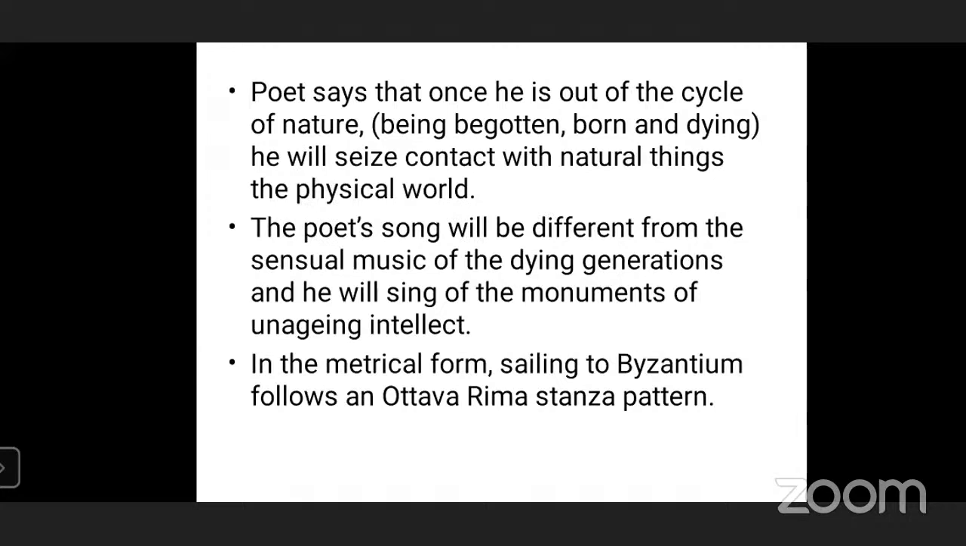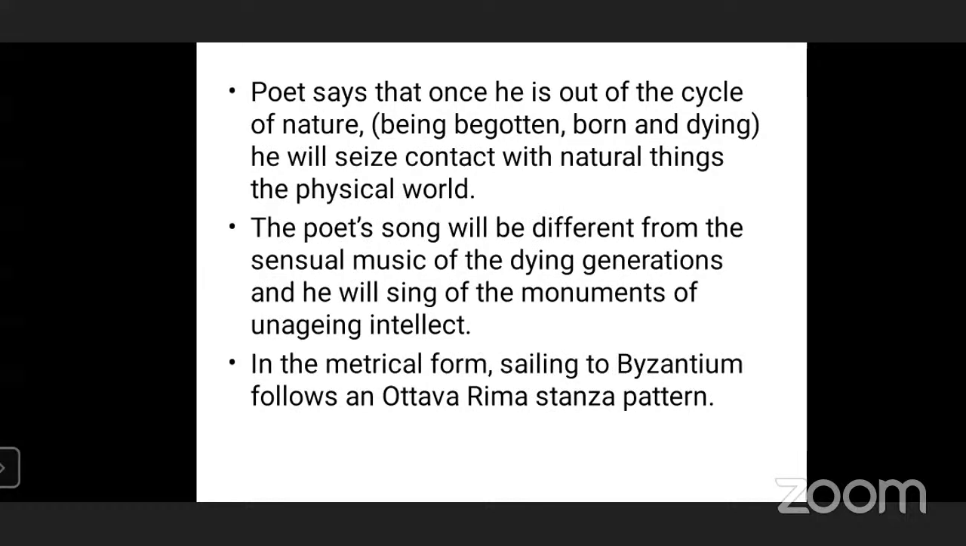Pusparaj, I hope that you must have watched the movie Pushpa. Pushpa: The Rise, and that movie has a craze throughout the world. There are so many significant moments, dialogues, steps that actually become popular within a day. So he's actually talking about that: I'm not going to sing, I'm not going to talk about such kind of thing that is happening. But what I'm going to talk about is something related to the monuments of unaging intellect, the intellect that has no age, that is permanent, something that is pure, that is pious.